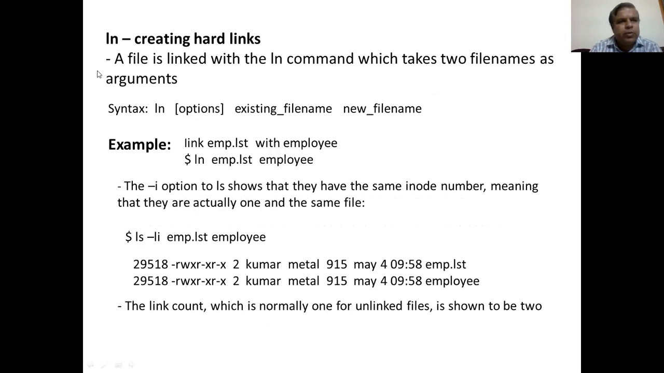Then the question is, how to create a hard link? So the answer is the ln command. The ln command is used to create a hard link. A file is linked with the ln command, which takes two file names as arguments. The syntax of using this ln command is: ln options, then the next argument, the existing file name or original file name, then the third argument is the new file name.